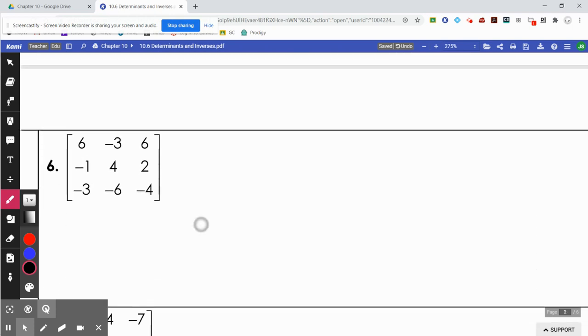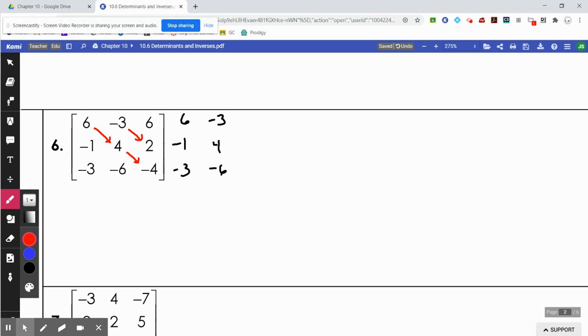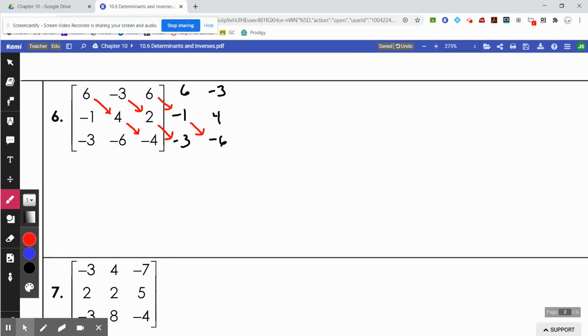Okay, let's try another one. Number 6. My downs, I'm first going to recopy my first two columns. 6, negative 1, and negative 3, negative 3, 4, and negative 6. My downs are these three numbers, and these three numbers. So when I multiply my downs, I have negative 96 plus 18, which is negative 3 times 2 times negative 3, plus 36. Add those together and you get a negative 42.